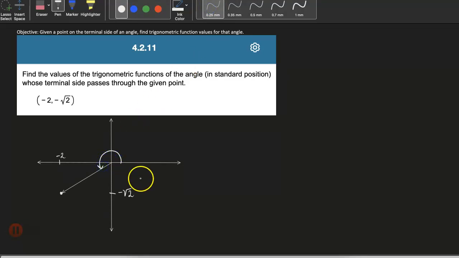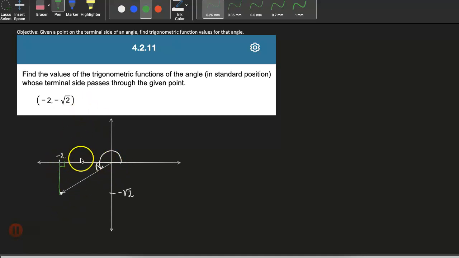Here is that angle in standard position. But what I'm going to do is really focus on this reference angle because it is part of a triangle that I can draw here in the third quadrant. So let me draw that triangle.